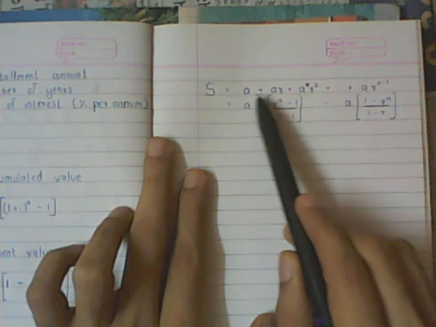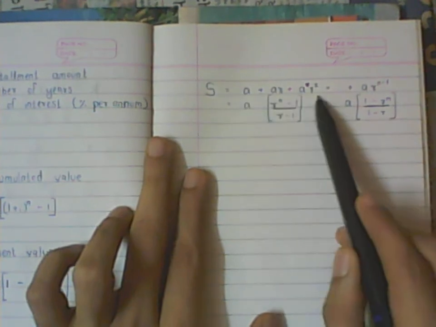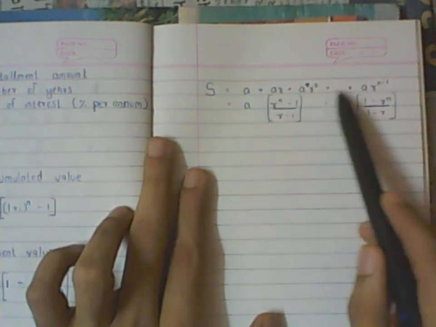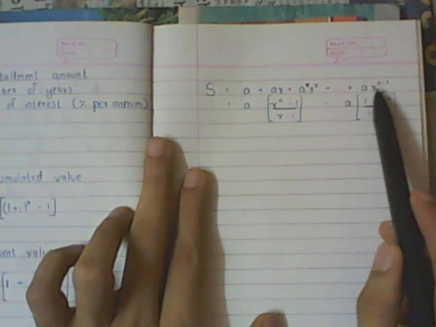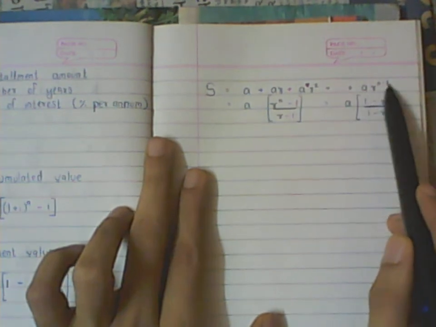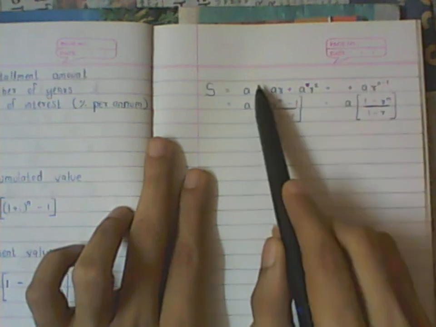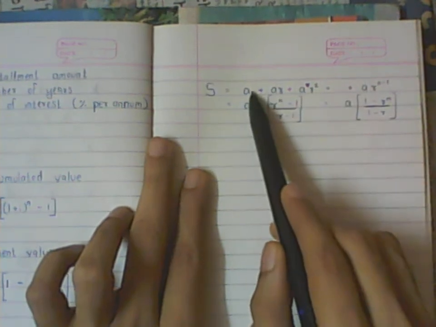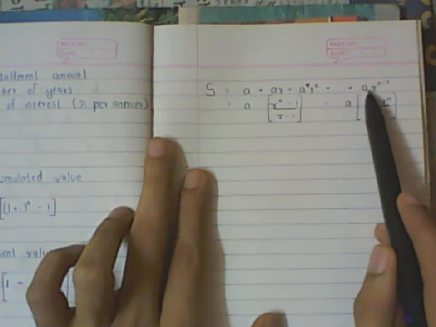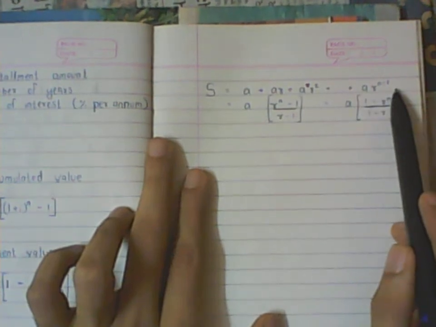The first term is A, the next term is A into R, the next term is A into R squared, and so on. The nth term will be A into R raised to n minus 1. Remember, n minus 1 because we are starting with R raised to 0. So A is just A into R raised to 0. So that's why the nth term is A into R raised to n minus 1.